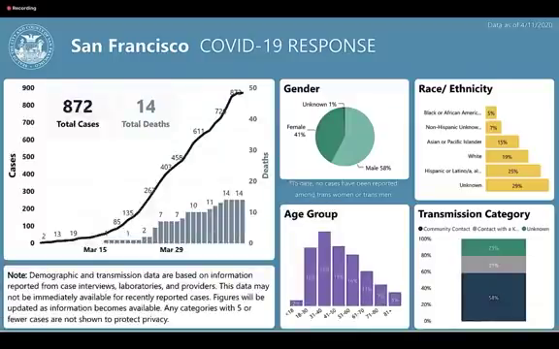Here are the current numbers as of yesterday, as of Saturday afternoon. They haven't updated, with 872 cases, 14 deaths in the city, with the preponderance of cases among 31 to 40-year-olds, 30% for whom race is unknown, 25% Latinx, and only 15% Asian or Pacific Islanders, which we had earlier expected to be higher, largely because of the initial importations from China. The next one, please.